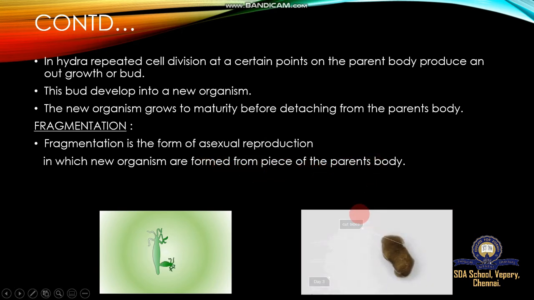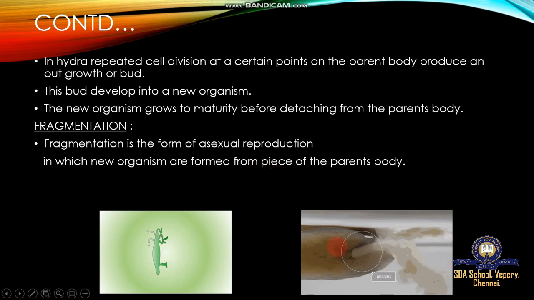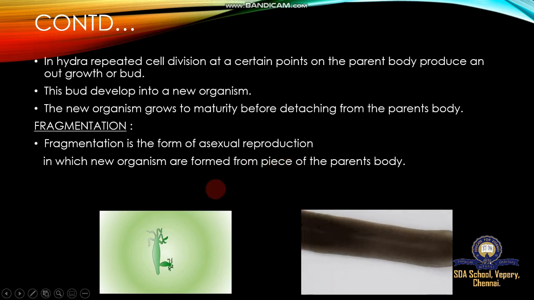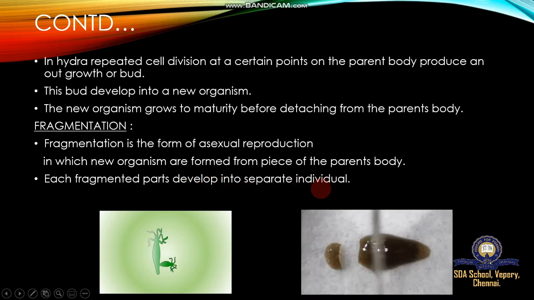So the parent's body accidentally or incidentally breaks up, and each and every broken part does not die but develops into a new organism. This is the capacity of lower organisms, such as the flatworm planaria, and some other groups of organisms. The pieces form either incidentally or accidentally, because when an animal faces any accident or incident, its movements make a lot of pieces, but these pieces develop into new organisms. Each fragmented part develops into a separate individual.